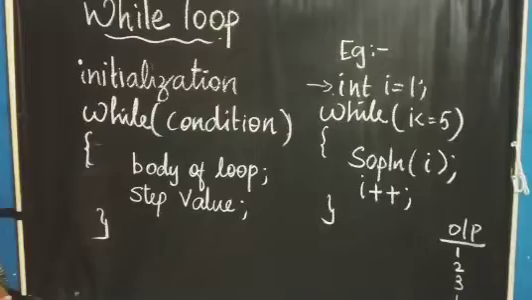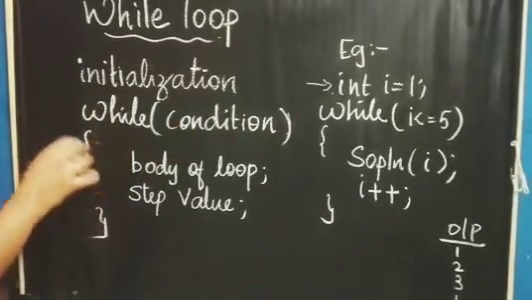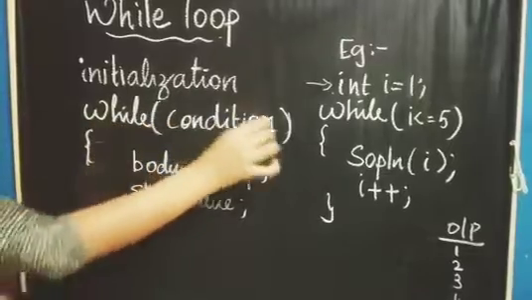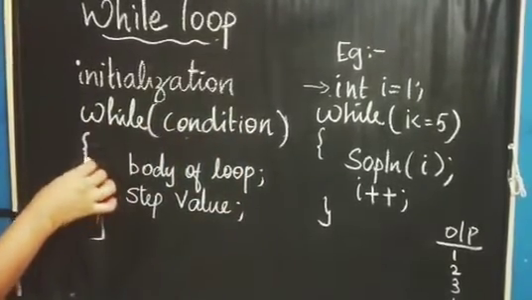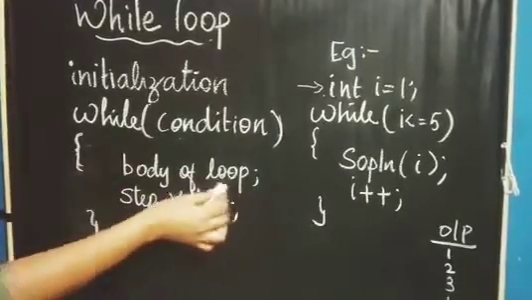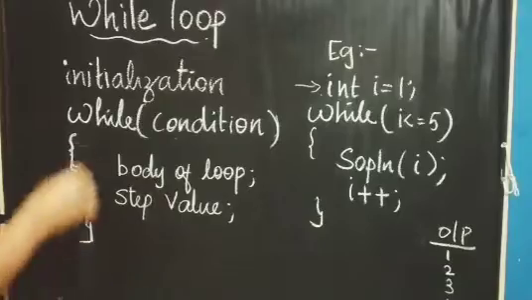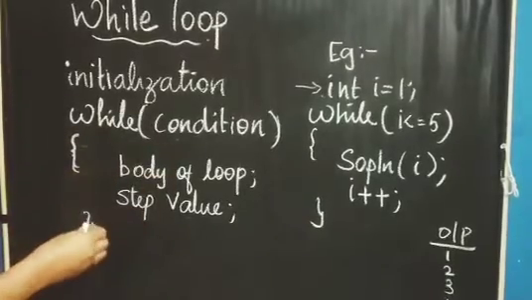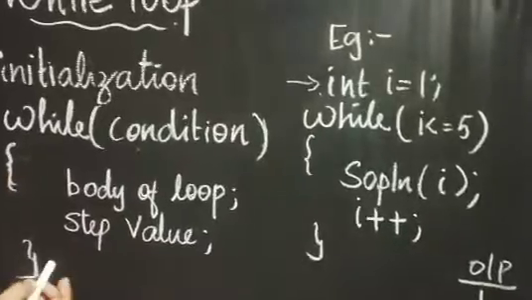Next, we will see while loop. So first is initialization statement, then while, inside the bracket condition, then block of the while loop starts, then inside that body of the loop, then the step value. Based on the step value and the condition, this while loop gets executed. So then block ends. Now example.